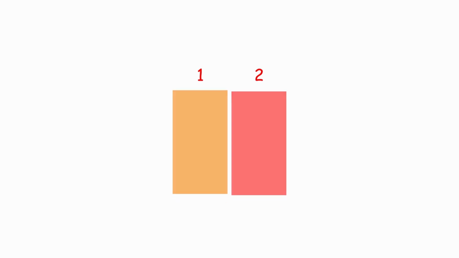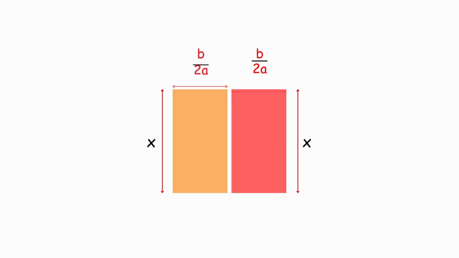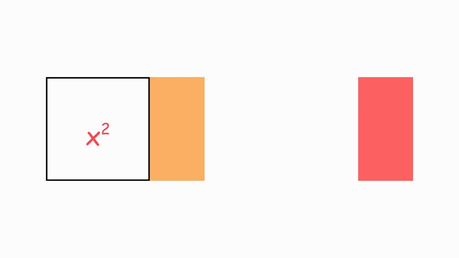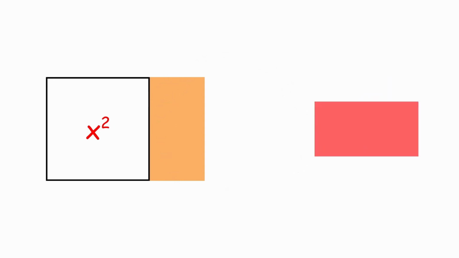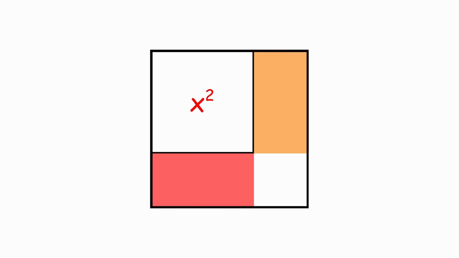Each of the two resulting rectangles still has a height of x, and since the original width is b over a, dividing that by 2 gives us b over 2a. We glue one of the rectangles to the right of the square representing x squared. Then we rotate the other rectangle by a quarter turn and glue it to the bottom of the square. This shape almost looks like a square, but there is a missing gap in the bottom right.